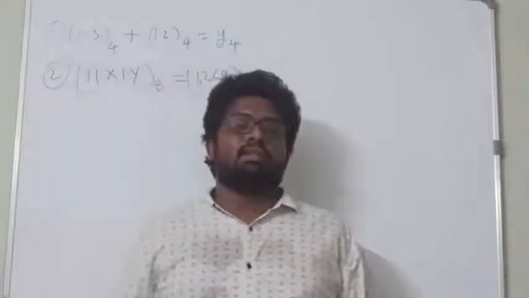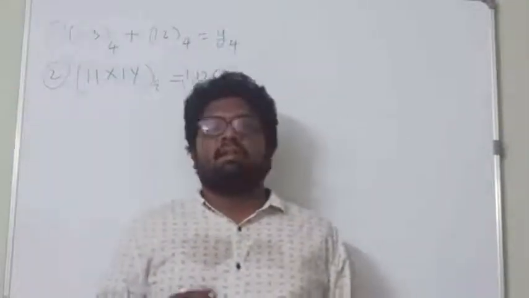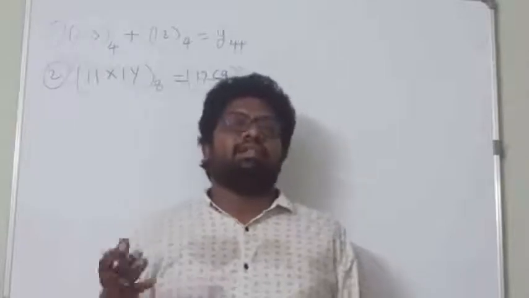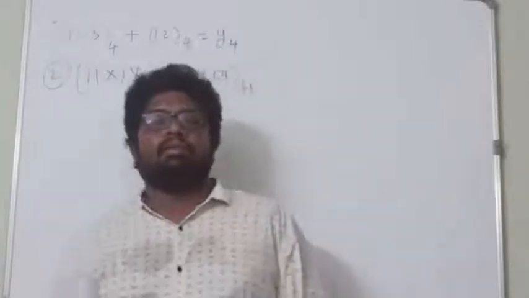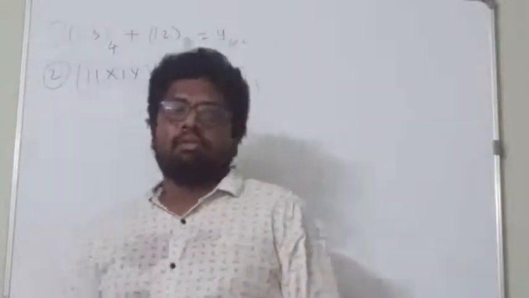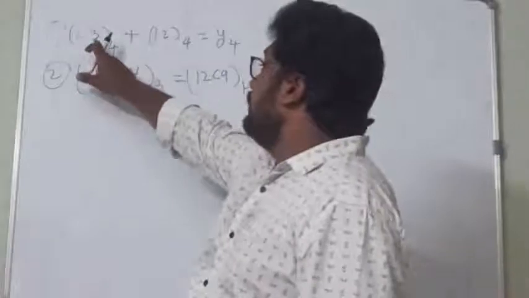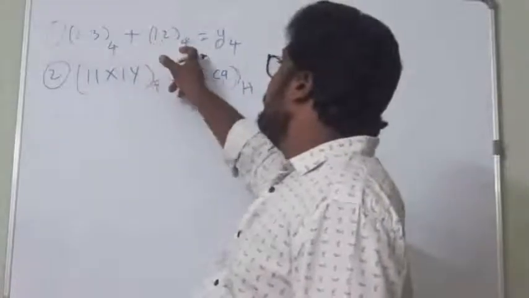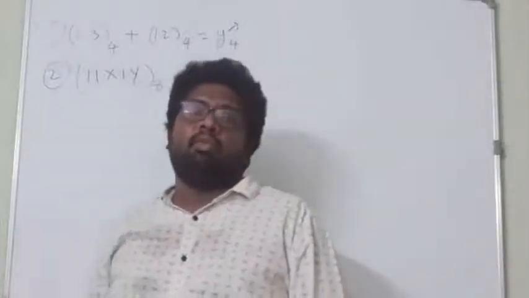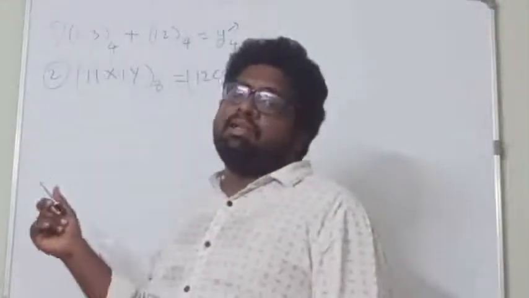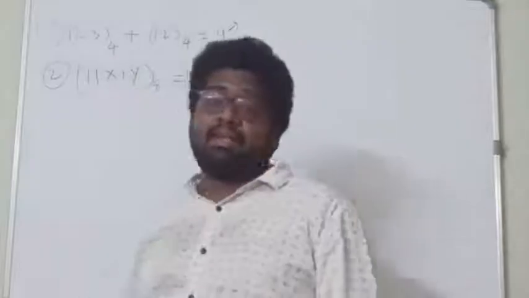Now let us see two examples, and then we will complete this topic, and then we are going to the binary arithmetic, and next the complements and the codes. Here we have given 2.3 base 4 plus 1.2 base 4, and we have to find the value of y.